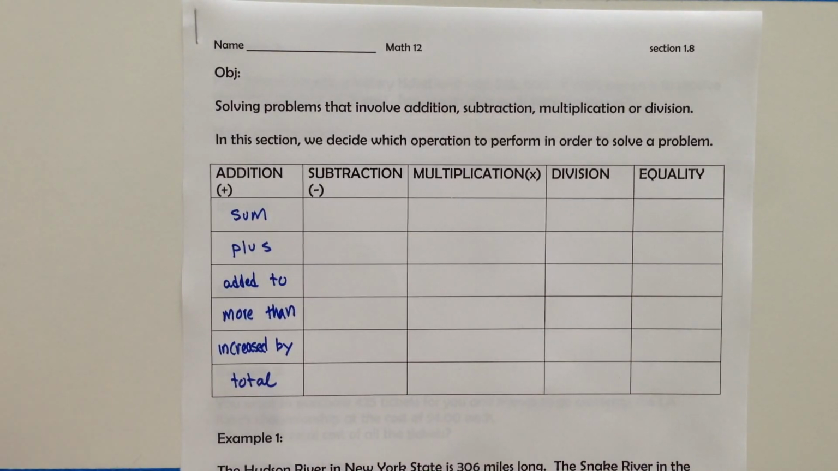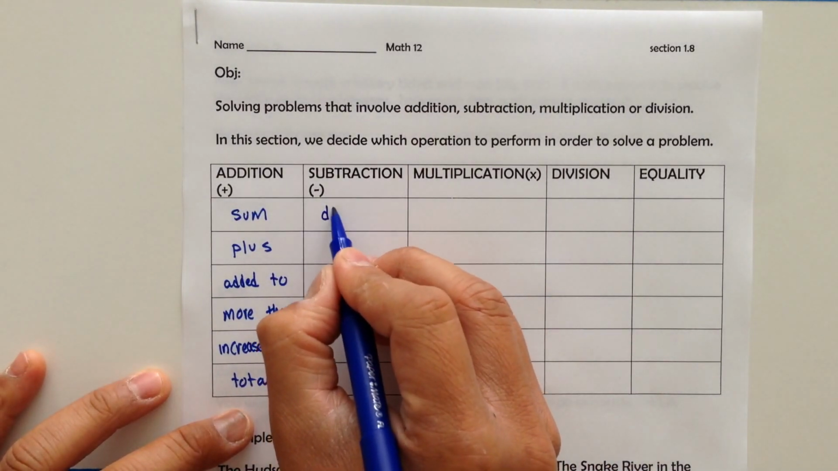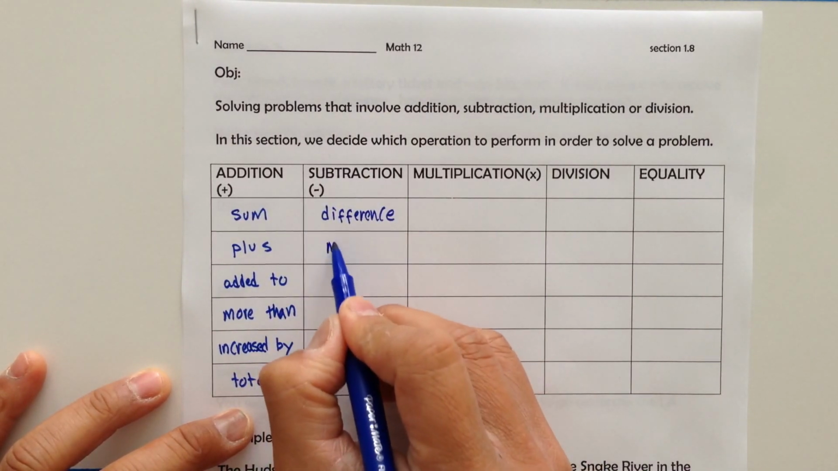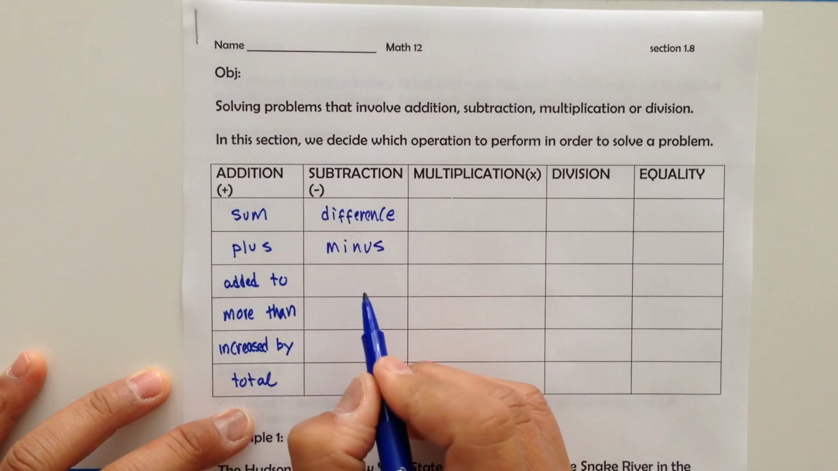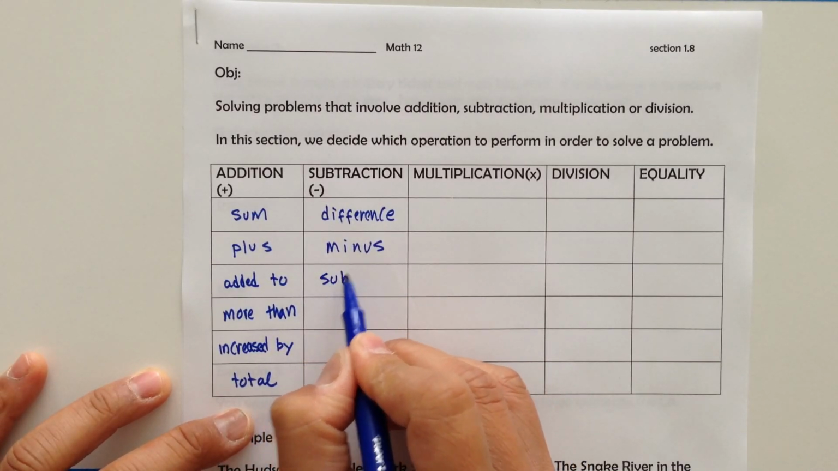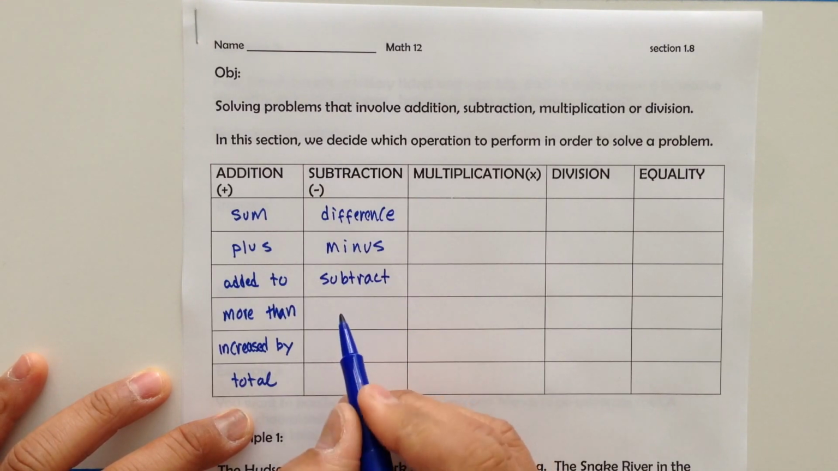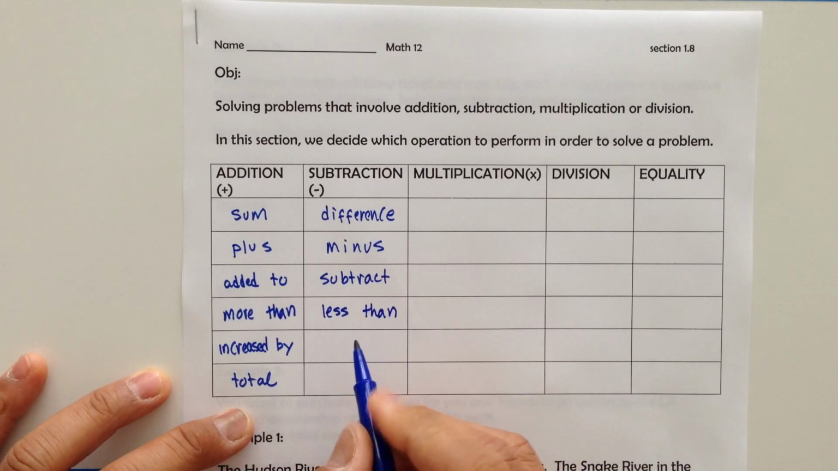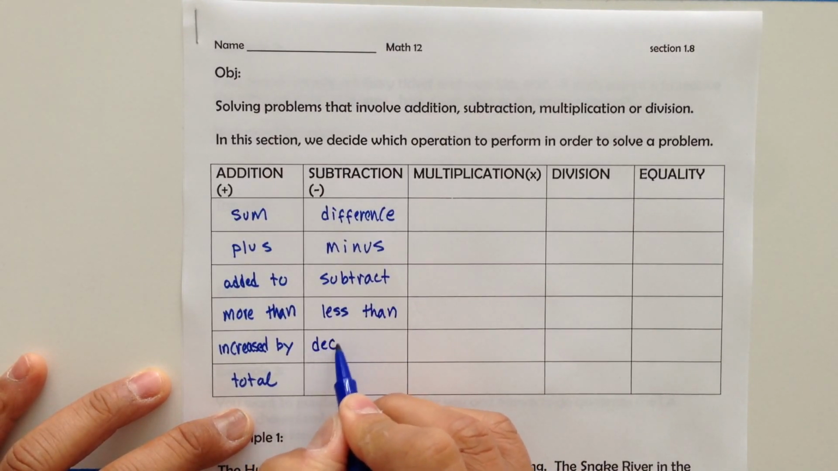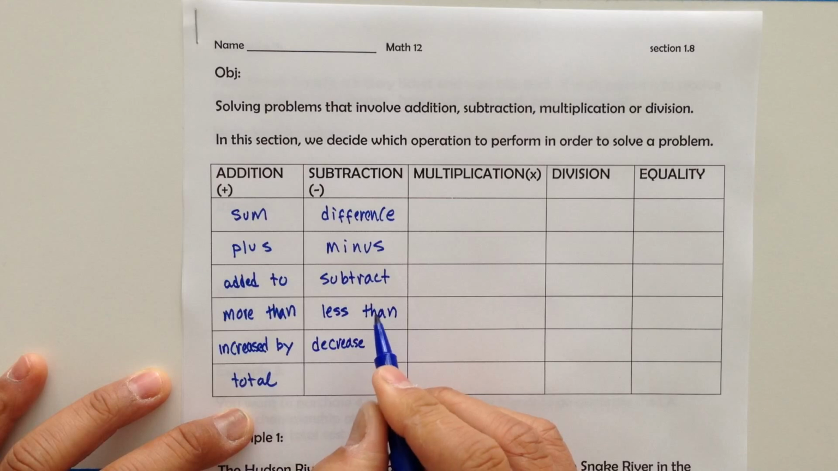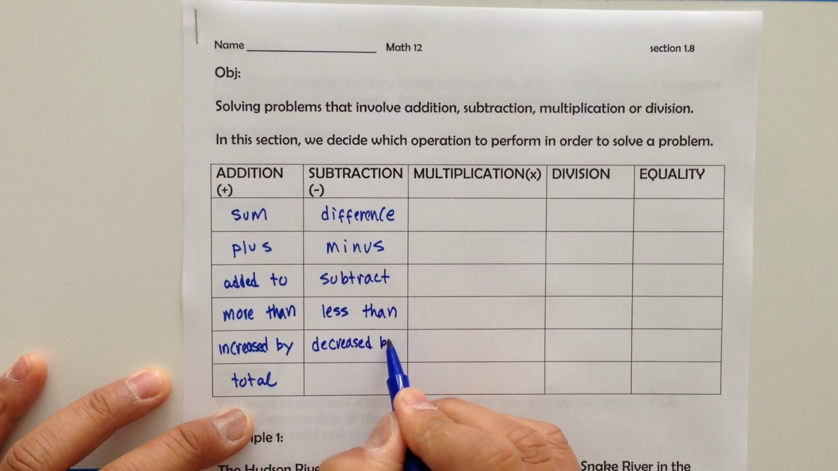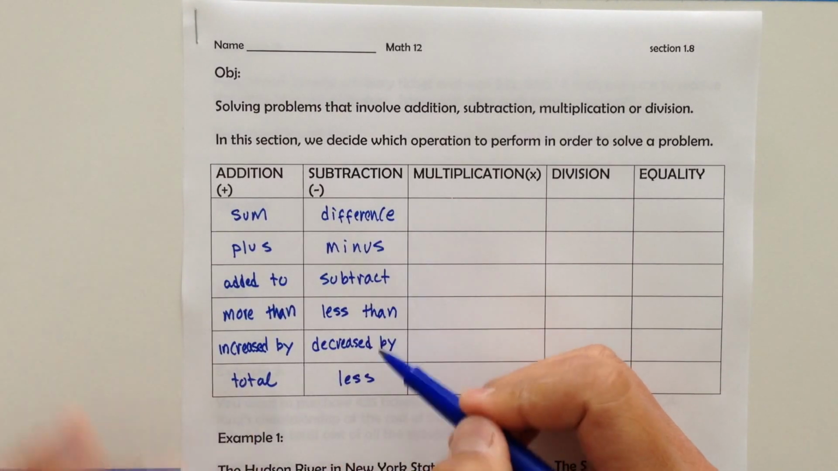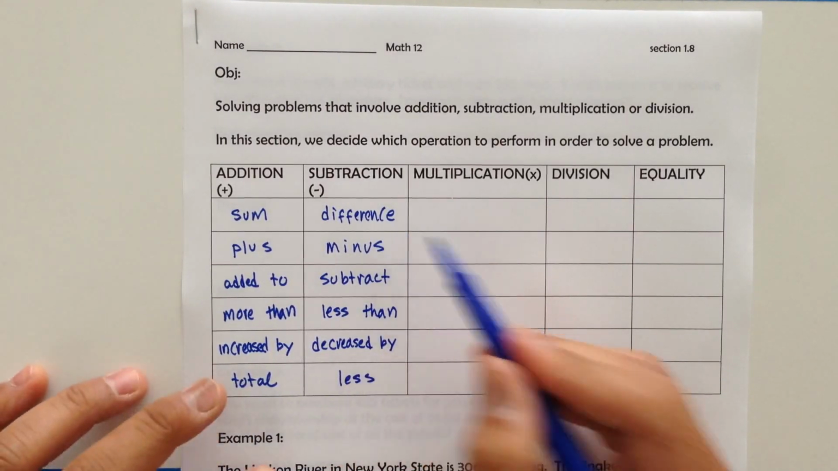Words that mean to subtract. Difference means to subtract. Minus means to subtract. Subtract means to subtract, right? Less than means to subtract. Decrease by means to subtract. Less means to subtract. So any of these 6 words means to take away.